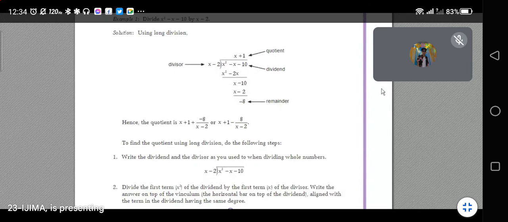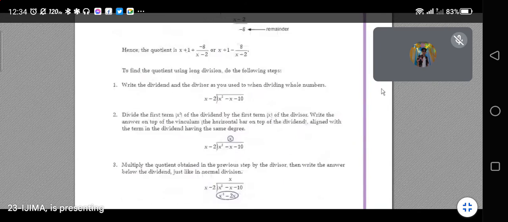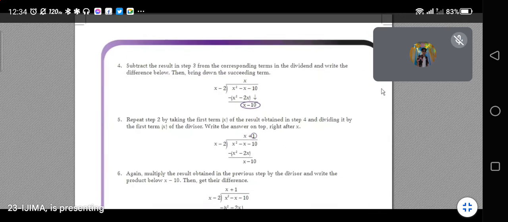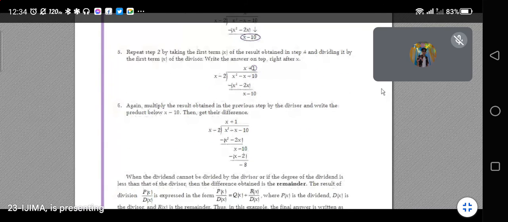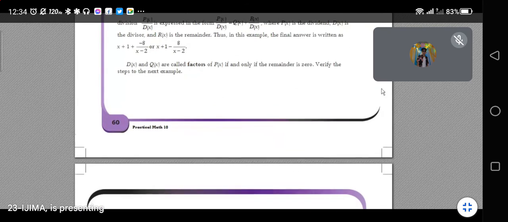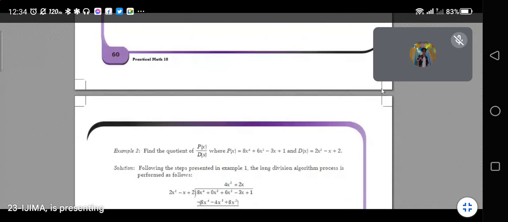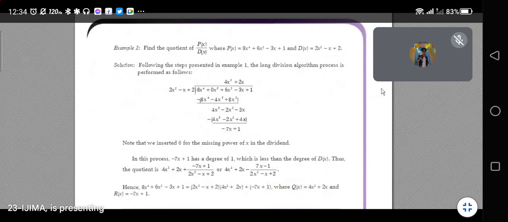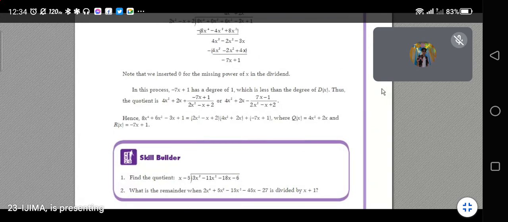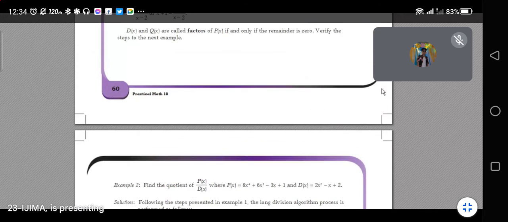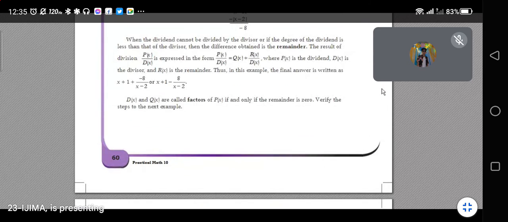Okay, go down. Okay, this one, you must know that, no? Go down. Sige lang. Go down. Oops. Okay, this is very important. Sige lang. Go down. Again. Go up.